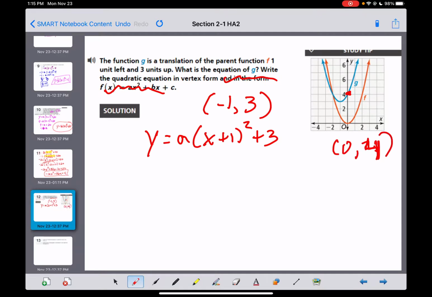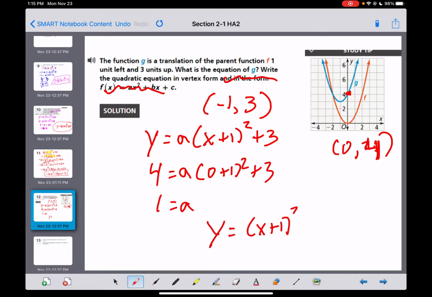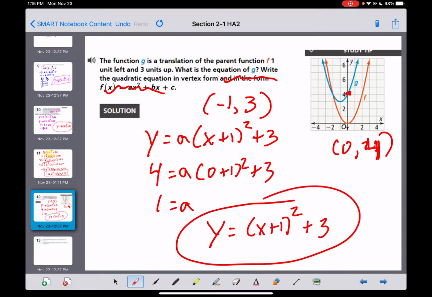It has to go through 0,4. So since it has to go through 0,4, my y value is 4. My a value I don't know. My x value is 0, plus 1 squared plus 3. Solve. A equals 1. So our equation, y equals a times x plus 1 squared plus 3, with a equal to 1. That's our equation, and we're done.